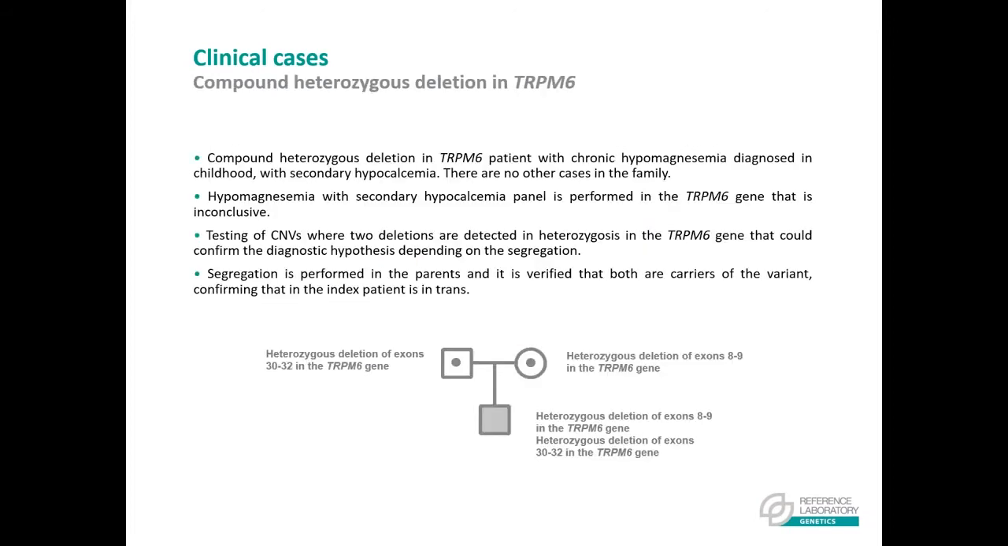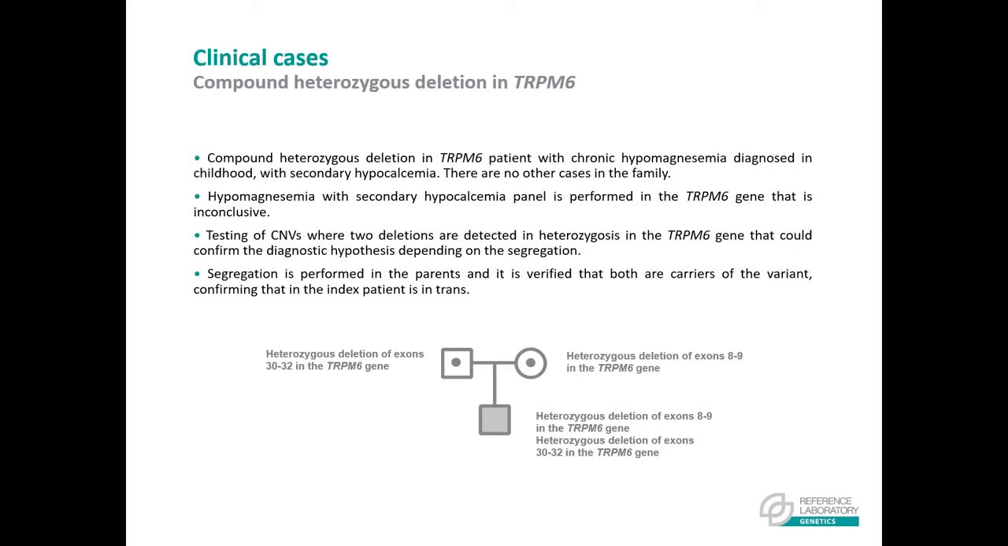Another interesting case is a patient with chronic hypomagnesemia diagnosed in childhood with secondary hypocalcemia. No other cases in the family are reported. We made a panel for hypomagnesemia with secondary hypocalcemia centered on the TRPM6 gene. The analysis was not conclusive. Subsequently, we were asked to analyze the copy number variants, where two heterozygous deletions were detected in the TRPM6 gene that could confirm the diagnostic hypothesis depending on the segregation.